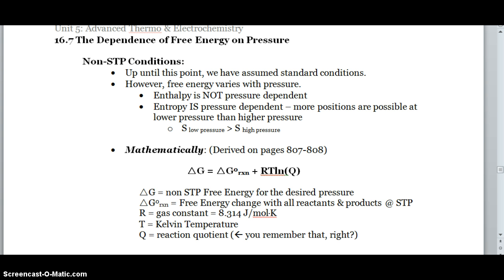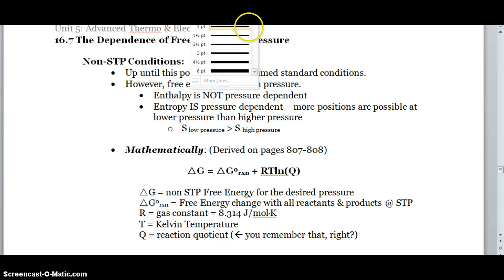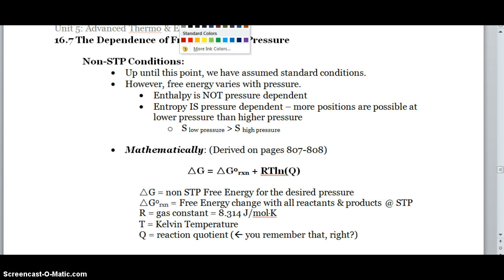We'll look at it mathematically, but it's also really important to understand conceptually what's going on, so we will hit the conceptual side as we walk through. This first section deals with non-standard conditions. Everything we've been doing, we've been assuming standard conditions, which is 298 Kelvin. Remember, that's thermodynamic standard temperature, not gas law standard, and 1 atmosphere.